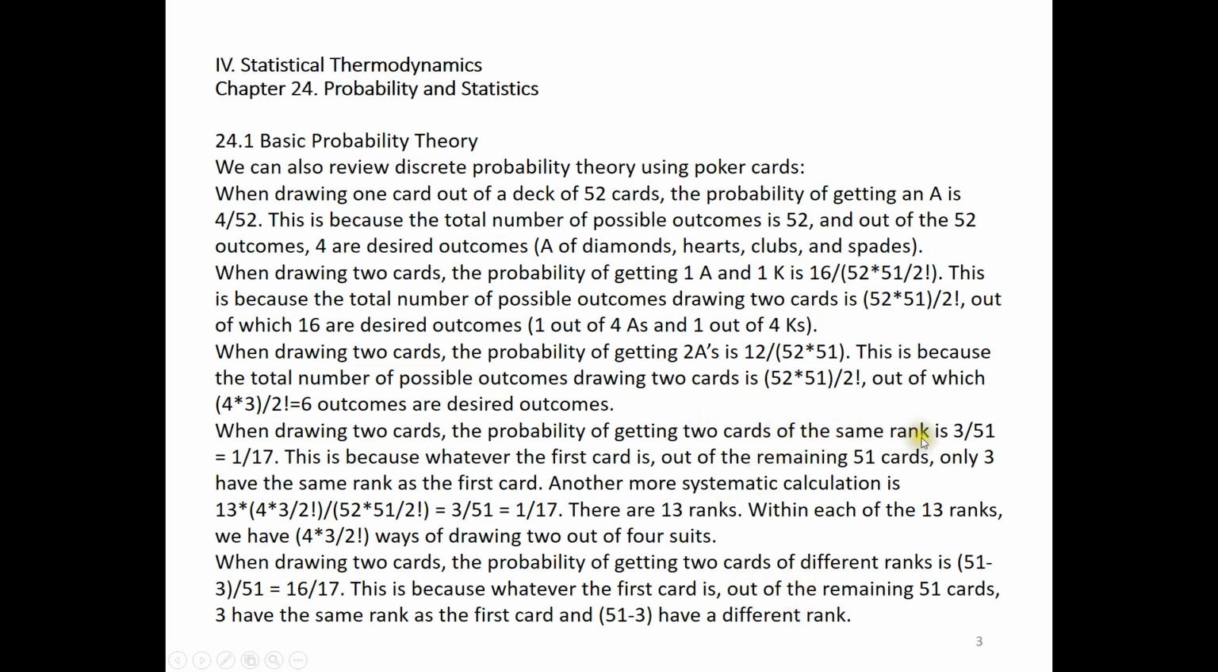Also, you can just look at these 2 probabilities. Here, 2 cards of the same rank. Here, 2 cards of different ranks. Well, they complement each other. So the probability of getting 2 cards of the same rank versus the 2 cards of different ranks, if you sum them up, it should be 100%. So 1 minus 1 over 17, you get 16 over 17.